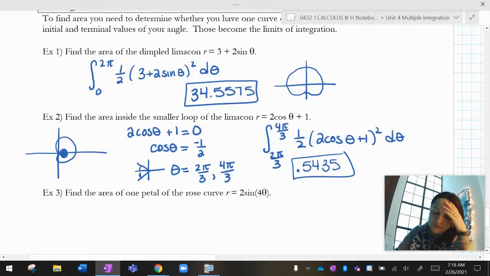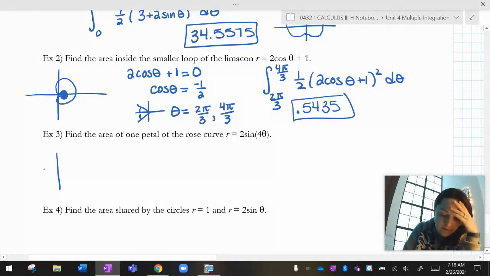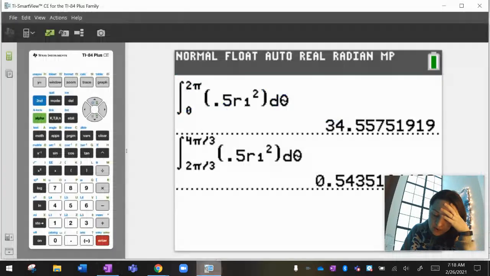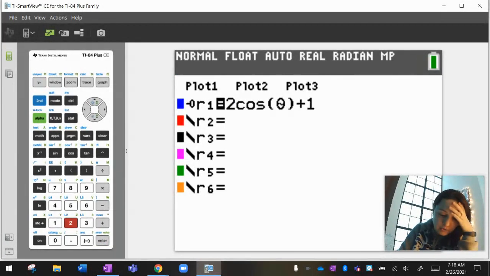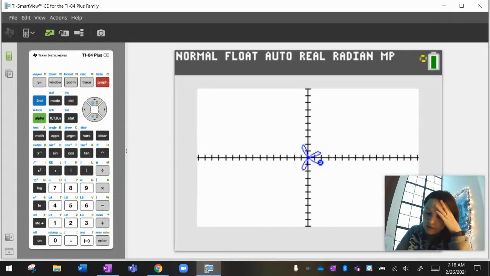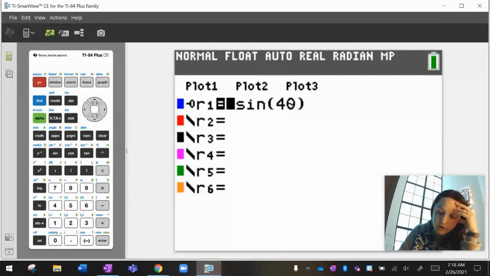All right, find the area of one petal of this rose curve. R equals 2 sine 4 theta, all right? So what does 2 sine 4 theta look like? 2 sine 4 theta, I'm going to graph this here. And when I graph it, all right, I'm realizing I have 8 loops. Now I'm going to do that again here and see where it starts and stops.